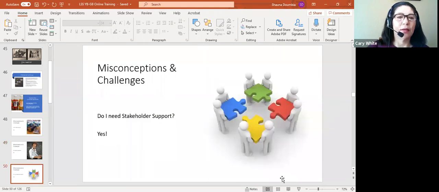All right. Next one is, do I need stakeholder support? And that is an absolute yes. You got to have stakeholders' support.